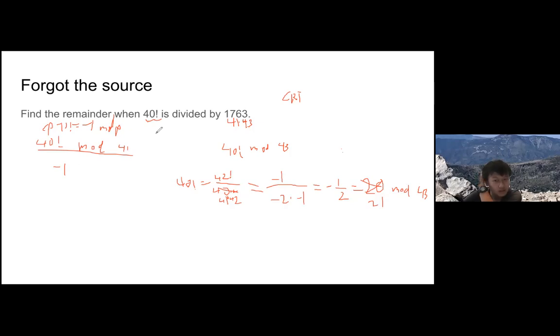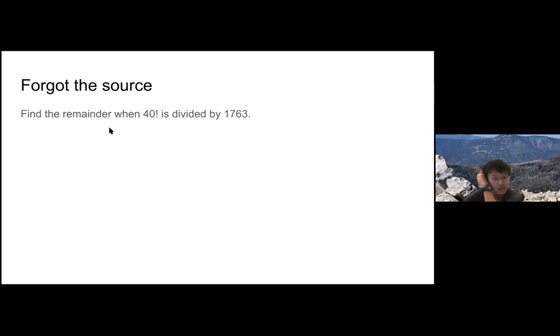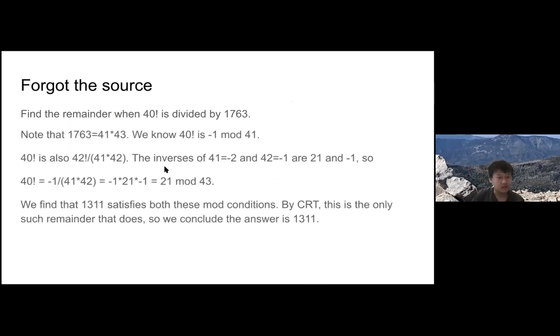So you get -1 mod 41, 21 mod 43. You splice those together with CRT. I don't feel like going through that again. So I'll bring up the text solution and you get that the answer would be 1311.